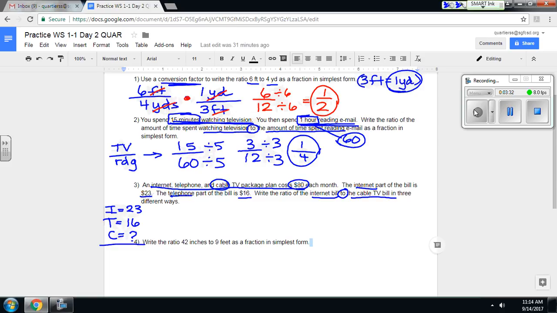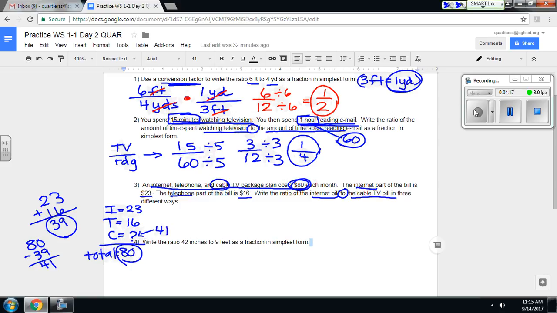But I do know that if I added all of these up, my total would be what? What did they tell me my total was? They told me it was 80. So if I know that the internet is 23, the telephone is 16, and the cable, I don't know, but I know the total is 80, how can I come up with what the cable is? Sure, I have to add 23 plus 16 to find out how much that is, and I get 39. But what do I have to do with the 80 and the 39? If you said subtract, you're absolutely right. 80 minus 39 will give you 41. 41 is what the cable is.